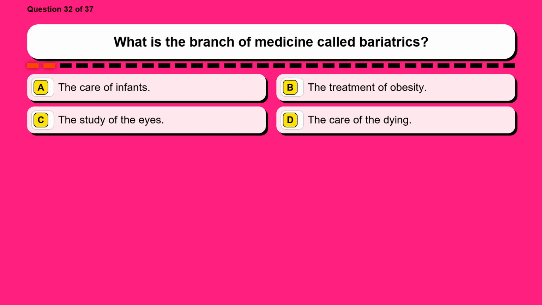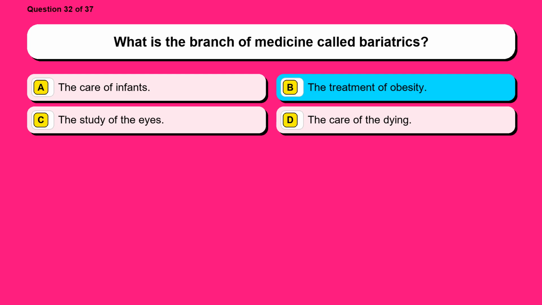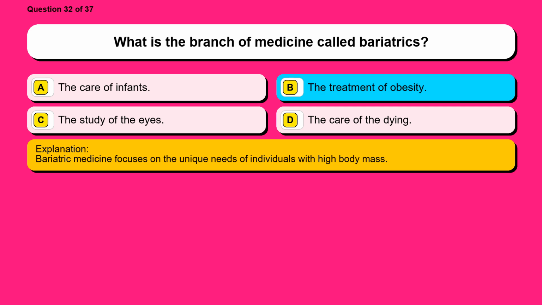Question 32. What is the branch of medicine called bariatrics? Option A. The care of infants. Option B. The treatment of obesity. Option C. The study of the eyes. Option D. The care of the dying. The correct answer is option B. The treatment of obesity. Bariatric medicine focuses on the unique needs of individuals with high body mass.